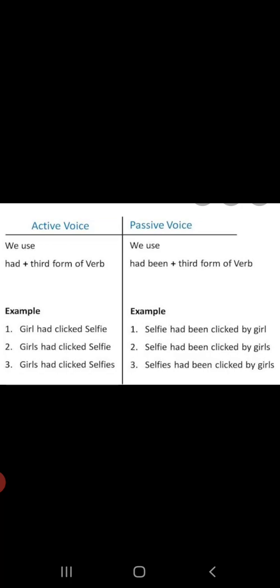So guys, these are the rules to change the simple past tense, past continuous tense and past perfect tense into passive voice, and I hope that it is clear to you.